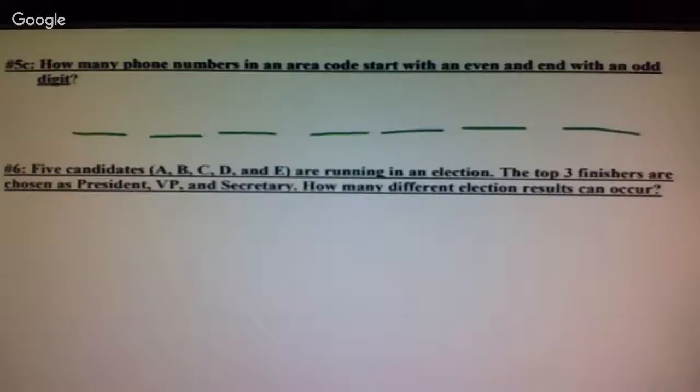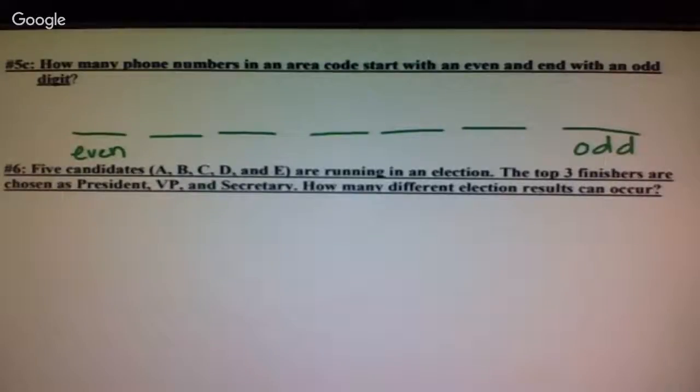We're still talking phone numbers in the 336. Now I've narrowed it down to this number has to be even, and this number has to be odd. Is it 5, or is it 4? It was 4.